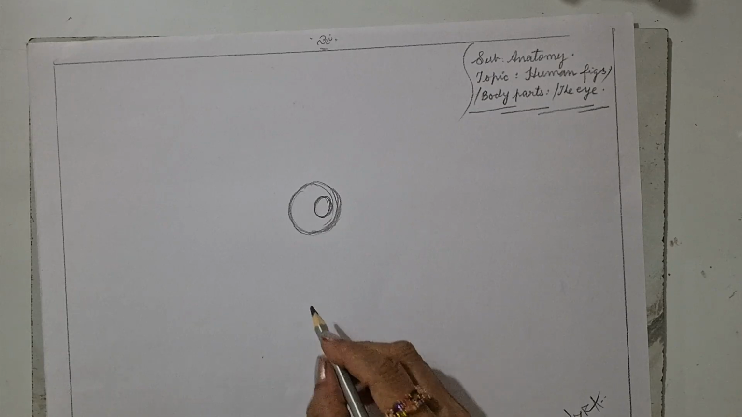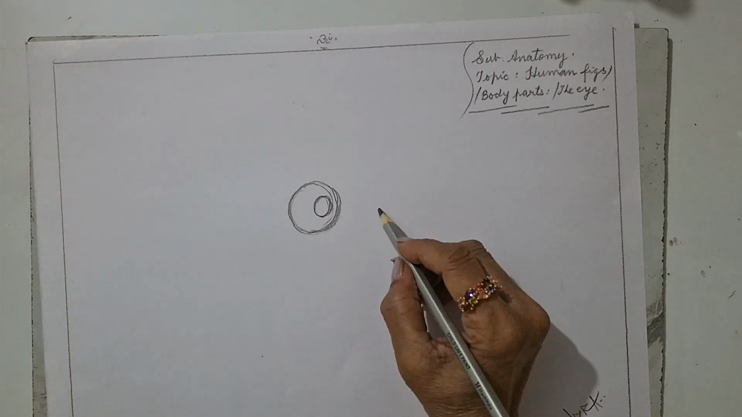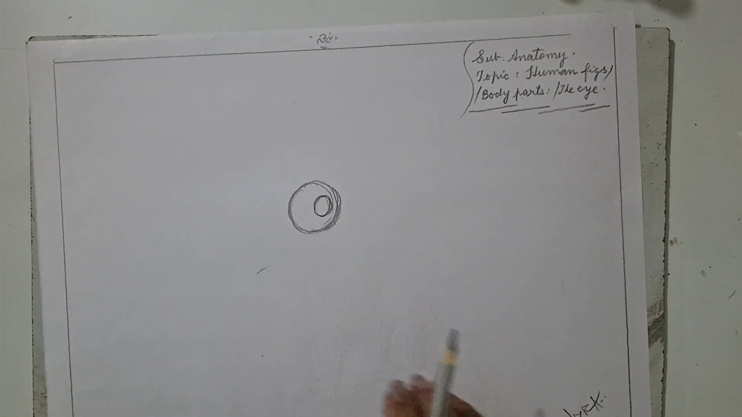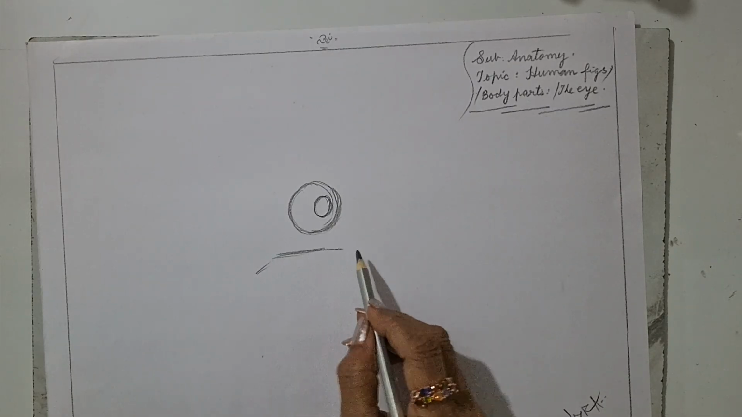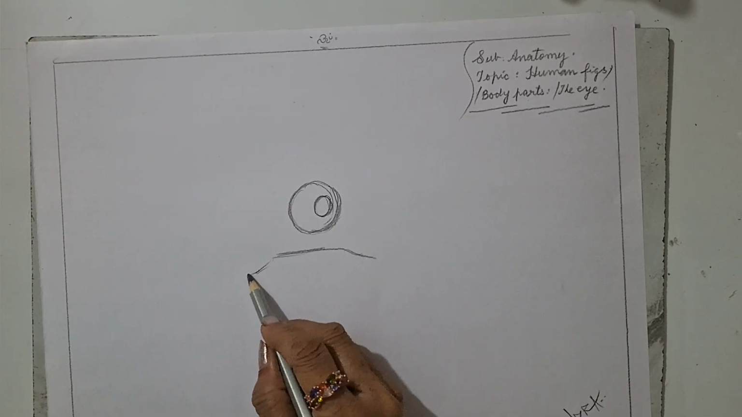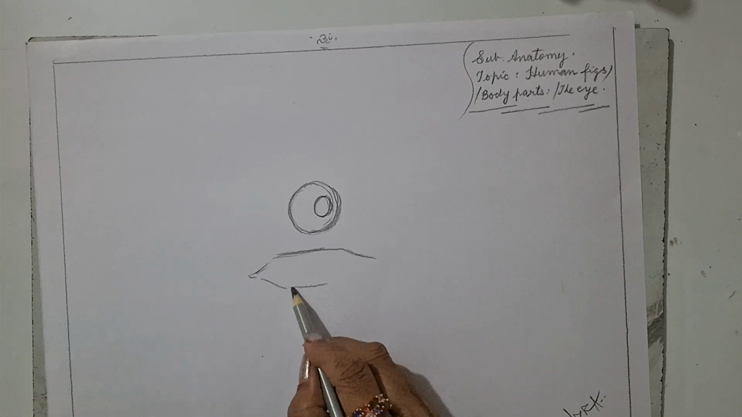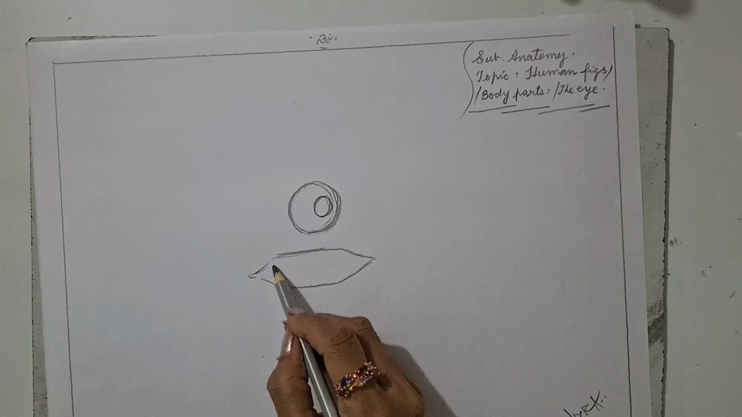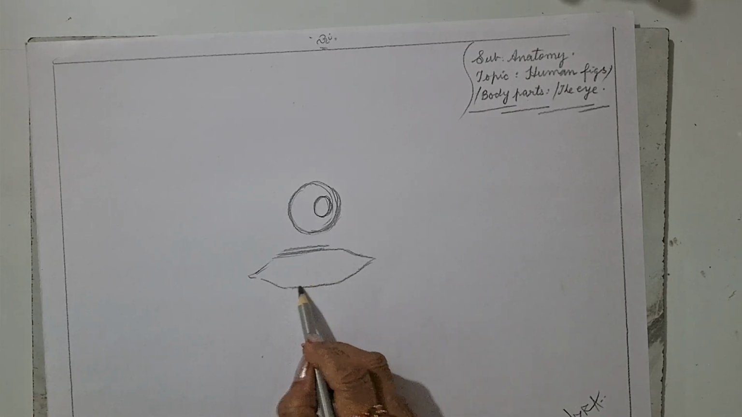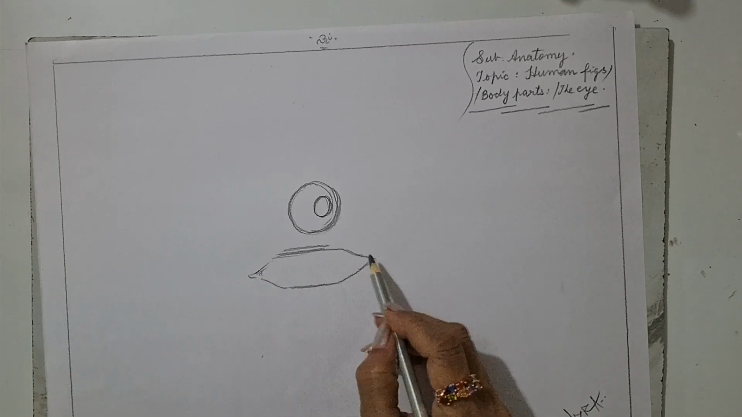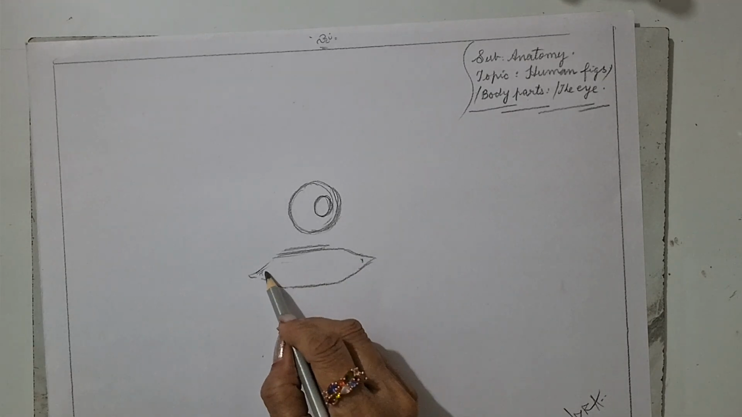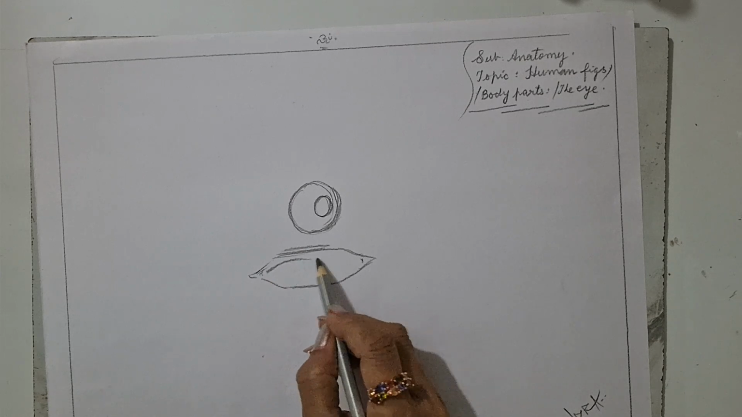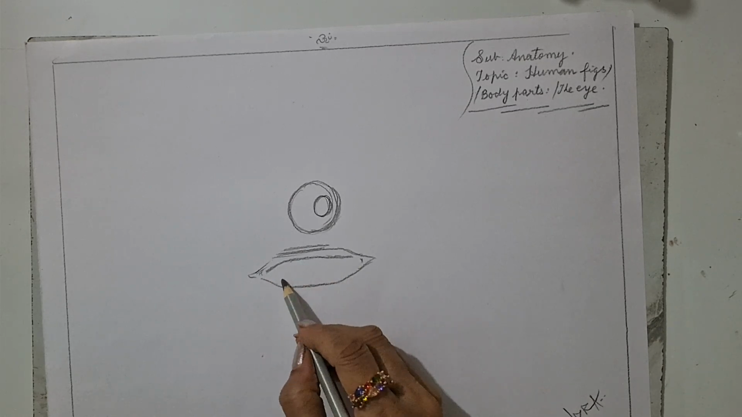First, let's draw the eye so you will have an idea. Shape of eyes differ. We'll draw that type of eye which is common.